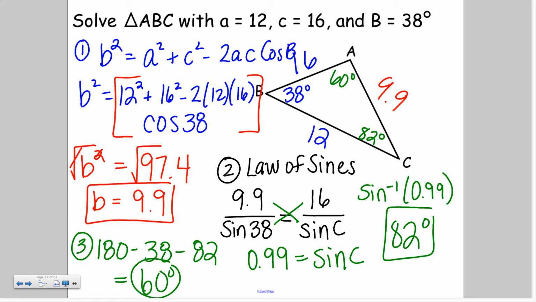And if you look at your angles and your sides, they match up. The smallest angle, which is 38, is across from the smallest side. The biggest angle, which is 82, is across from the biggest side. So the triangle itself makes sense.